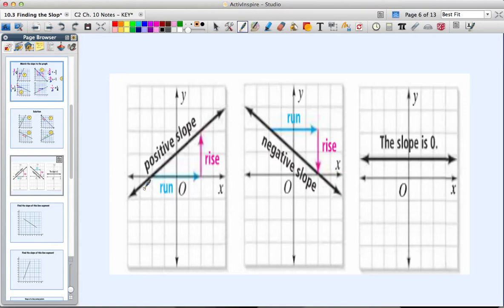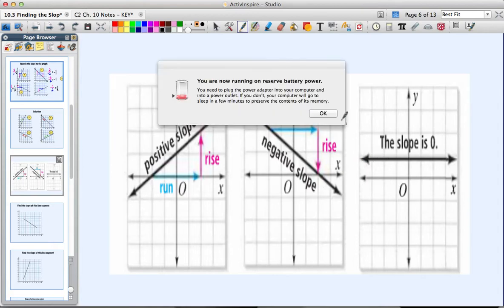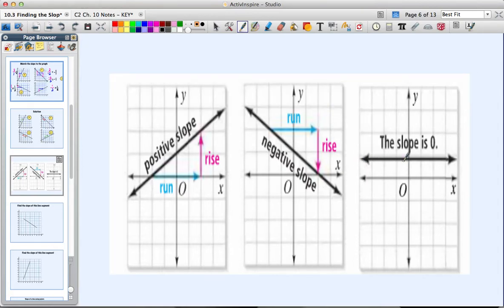Alright, so you'll notice that anytime we have a positive slope, our line goes up and to the right, and anytime we have a negative slope, our line goes down and to the right. In this case we have a slope of 0. Anytime you have a y equals line, it's going to give you a slope of 0. But this only works for a line that has a y equals. Anytime you have an x equals, it is considered undefined.